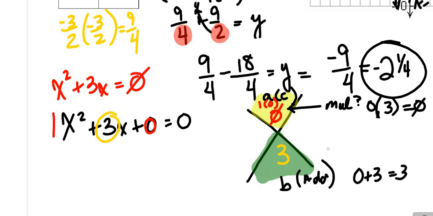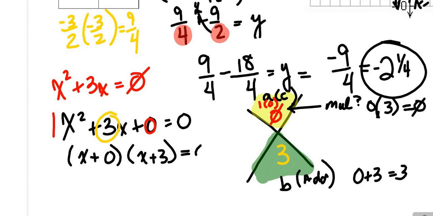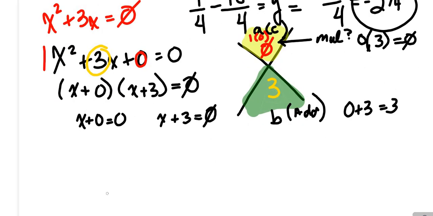So that means if we were to factor this, it would look like x plus 0 times x plus 3 equals 0. Therefore, we have x plus 0 equals 0 and x plus 3 equals 0. And you solve. These are called solving for the zeros. x equals 0 or x equals negative 3.